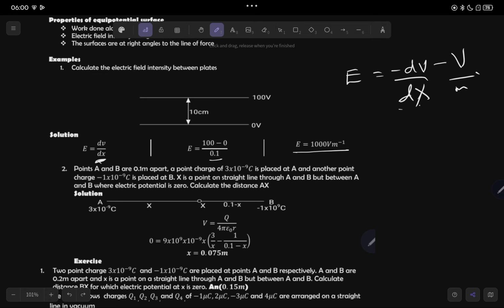Then number 2: two point charges are 0.1 meters apart. A point charge of 3 times 10 to the power negative 9 coulombs is placed at A.